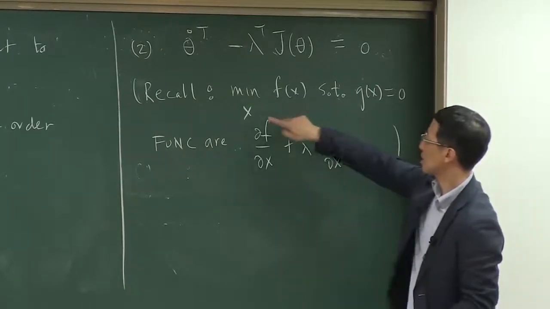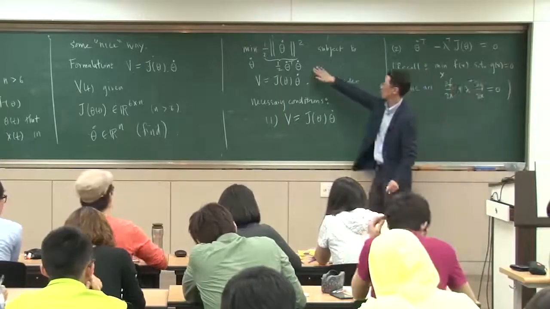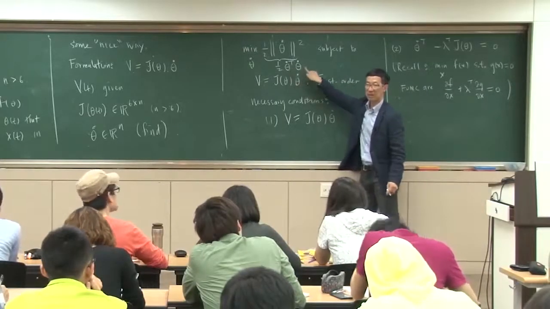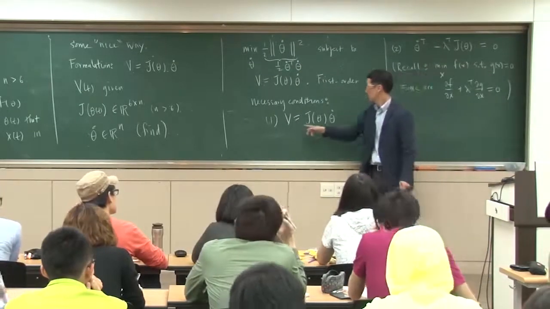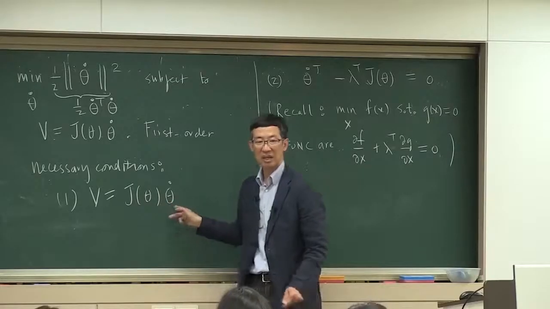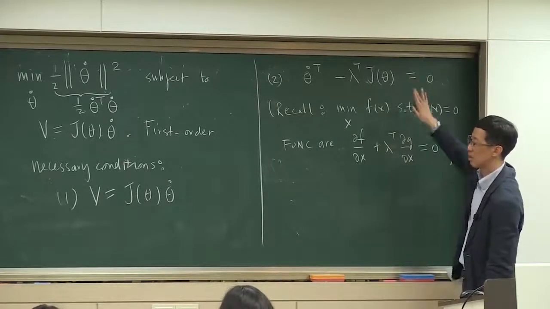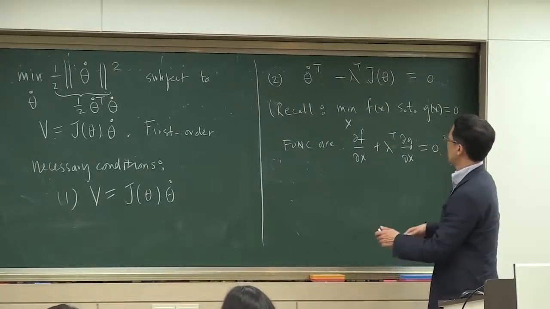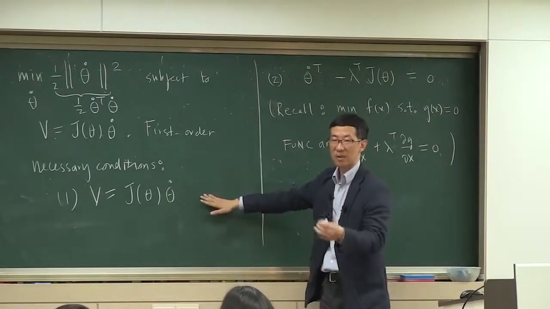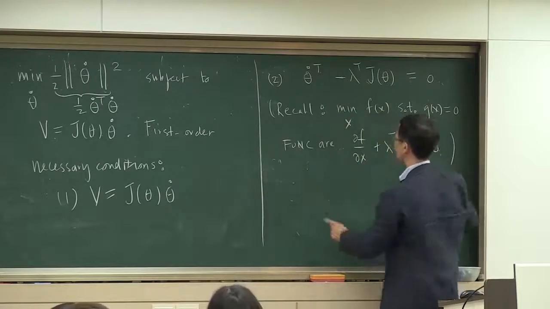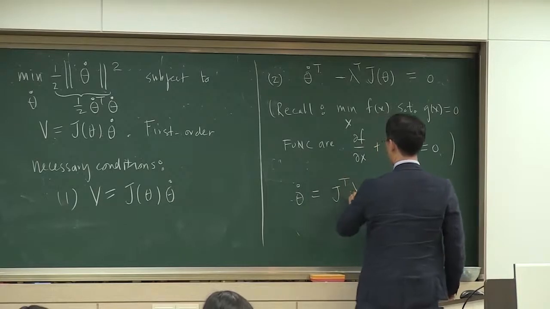So here x is theta dot, f of x is one half theta dot transpose theta dot, and g of x is v minus J theta dot, for example. Apply that to here, and this is what we get. Now we have these two equations. Let's solve for theta dot and lambda. From this equation we know that theta dot is equal to J transpose lambda.